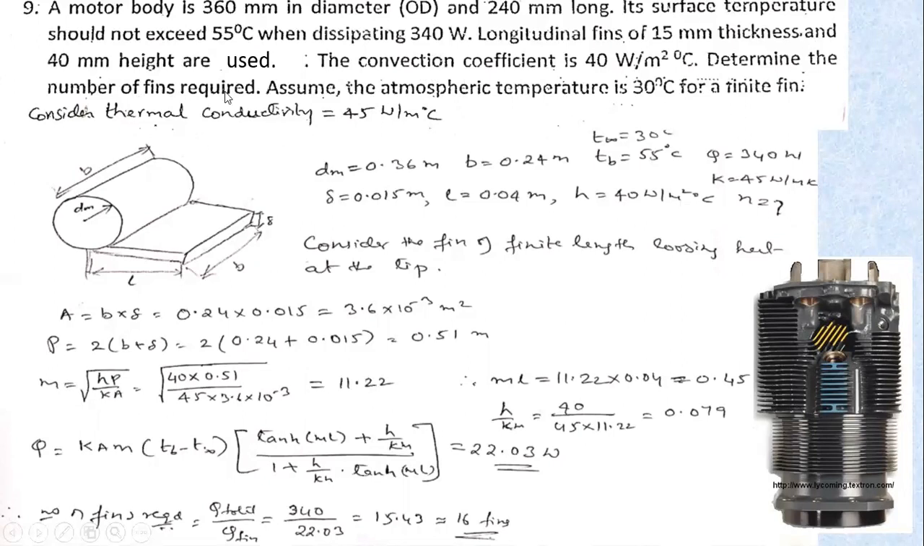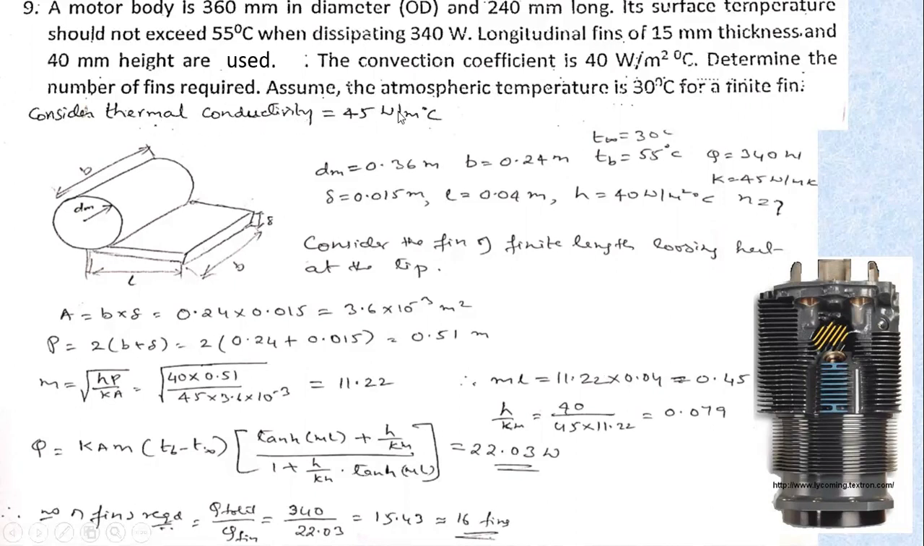Determine the number of fins used. So you need to find how many fins are to be used in order to dissipate 340 watts. Assume the atmospheric temperature is 30 degrees, for a finite fin. They have already given a finite fin, so that means a short fin. You can even check whether it is a short fin or a long fin using the expression mL. If it is less than 5, it is a short fin. If it is more than 5, it is a long fin.